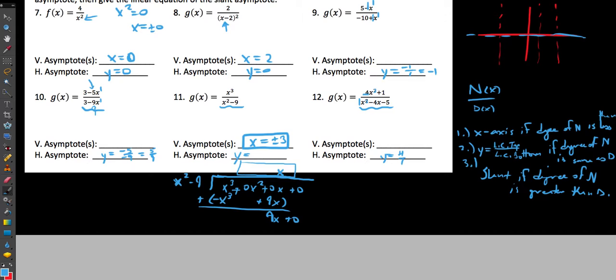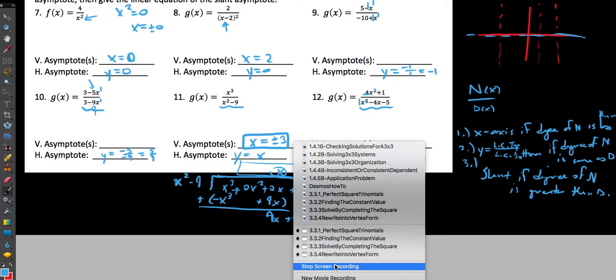And what I want you to notice is that x squared is not going to go into 9x at the first. So this right here, whatever the quotient is, I don't care about the remainder, that represents our equation of our slant asymptote. So we've got to be able to find your asymptotes. If you can do that, we're going to put our graphs together really easily.